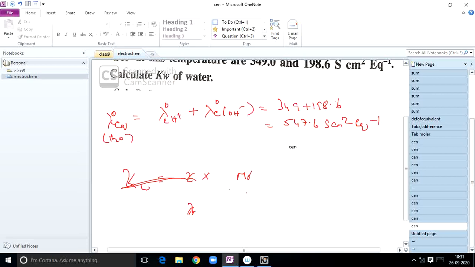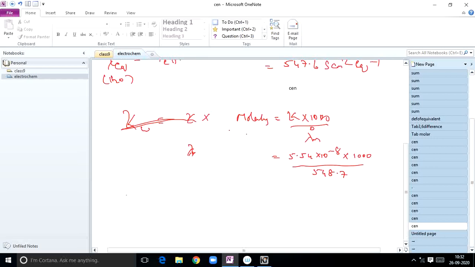So here molarity is equal to kappa into 1000 by lambda m naught. So here 5.54 into 10 power minus 8, it is kappa value, into 1000 by lambda m naught value. How much? 548.7 approximately I have taken. So after this calculation you will get molarity. Molarity is equal to 1 into 10 power minus 7 mole per liter.